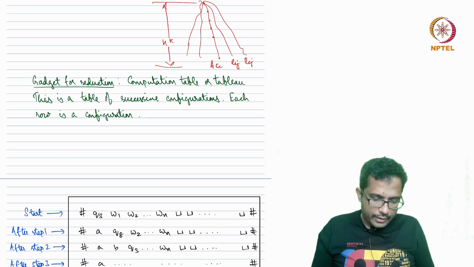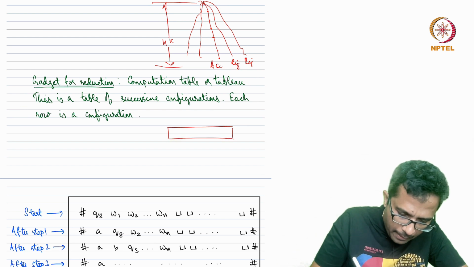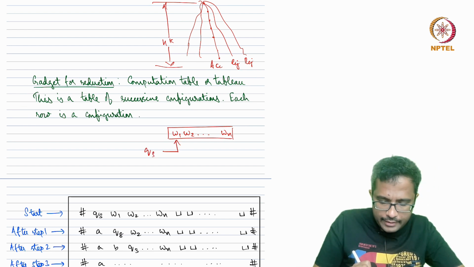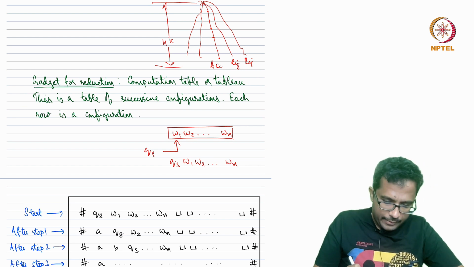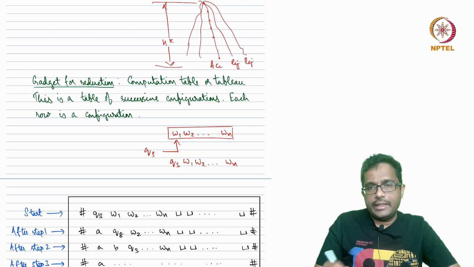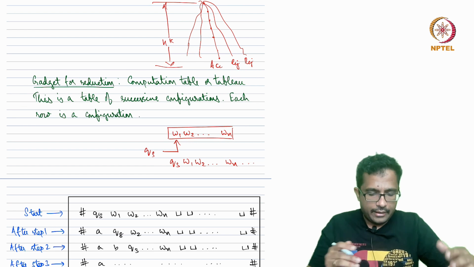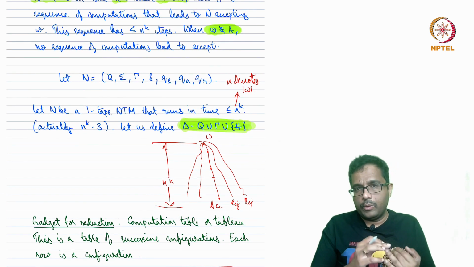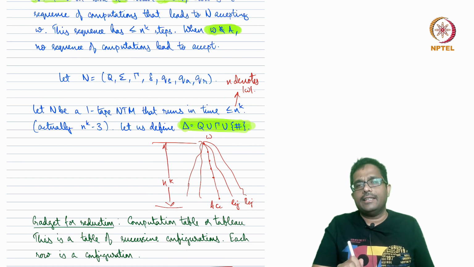So for instance, the starting configuration is, say, W1, W2 up to Wn, with the starting state Q start. This is denoted by Q start because the head is in the first position, followed by the input. This is the starting configuration, and then just to indicate start and end, we use a delimiter hash at the beginning and end. So this is the role of the three things that we have in Delta. One is the state, one is the tape alphabet. State and tape alphabet we need to denote the configuration, and the symbol hash serves as a delimiter.